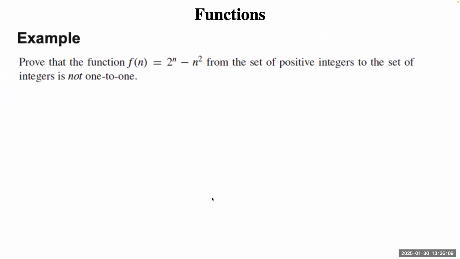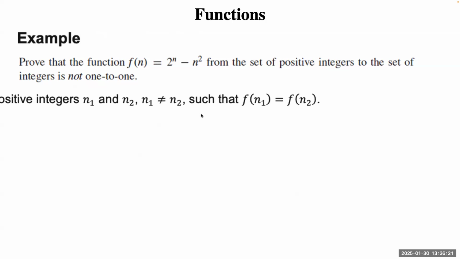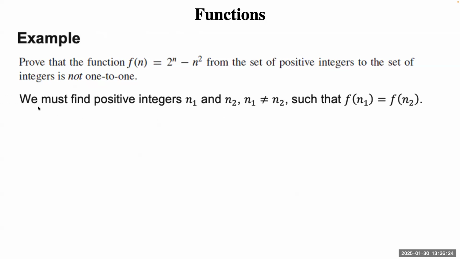Here's another one. Prove that the function f of n is 2 to the n minus n squared, from the set of positive integers to the set of positive integers, is not 1-to-1. That's pretty easy. So we must find positive integers n1 and n2 such that n1 does not equal n2 and such that f of n1 equals f of n2.